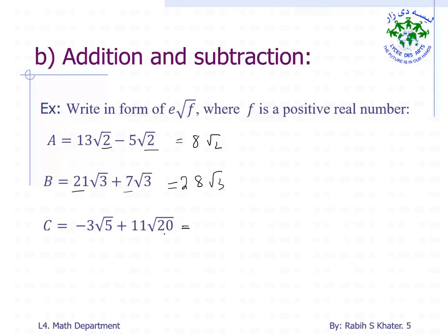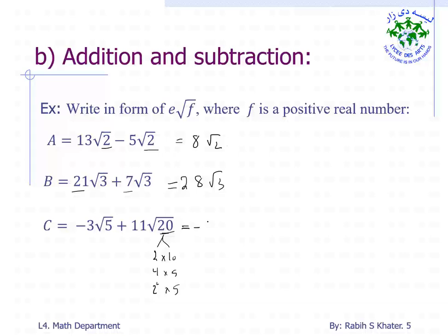Now obviously we have to write 20 in terms of 5. Now what is 20? Yes, it's 2 times 10. But still, there is no even power. So can you write it in a better form? Yes, it's 4 times 5. Or you can write 2 squared times 5.